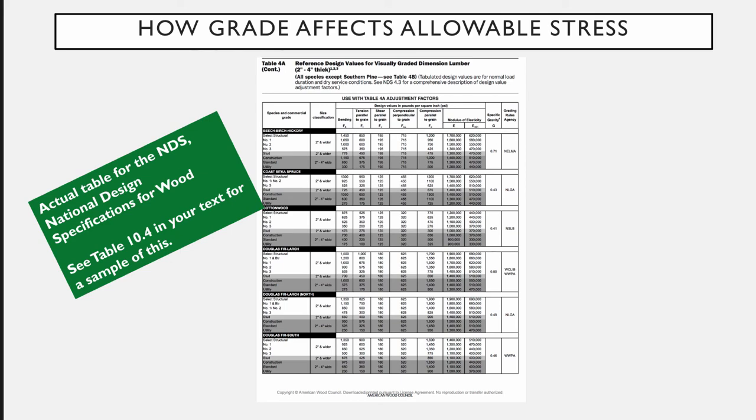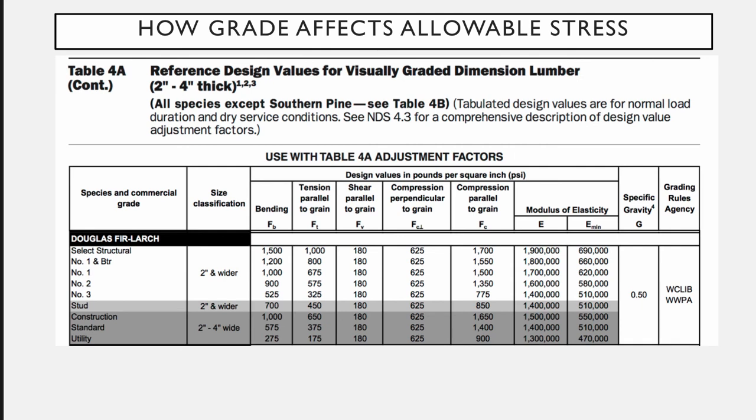This is kind of big, so let's zoom in on Douglas fir larch, a super common wood here in the Northern California building trades. And we can actually see that if we have select structural, the top grade, we're going to get an allowable bending stress that we can start with before multiplying it by factors of 1500 psi. Dropping down to just number 1, that drops to 1000 psi. So we can see that's a big jump of 50%.